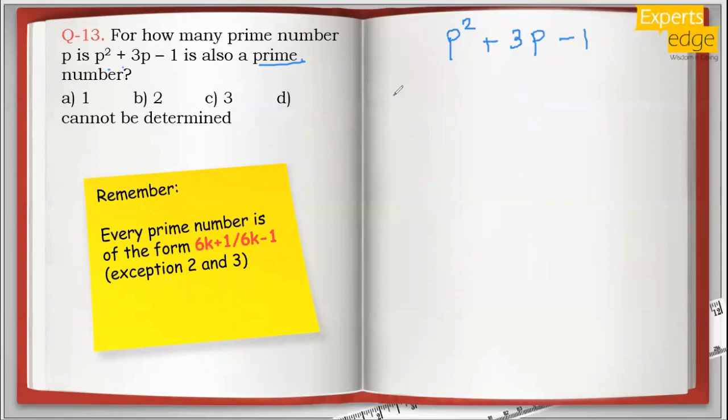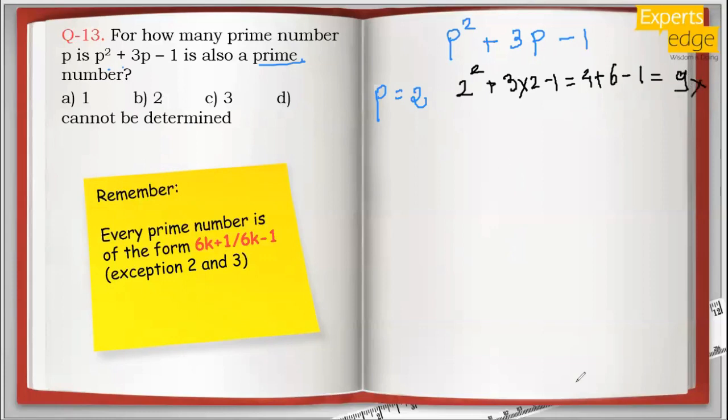So again, I'll start by putting values of p. The lowest value is 2. What will be in that case? It is nothing but 2 square plus 3 into 2 minus 1. That is 4 plus 6, 10 minus 1, 9. 9 is not a prime number, so this resultant is not a prime number.